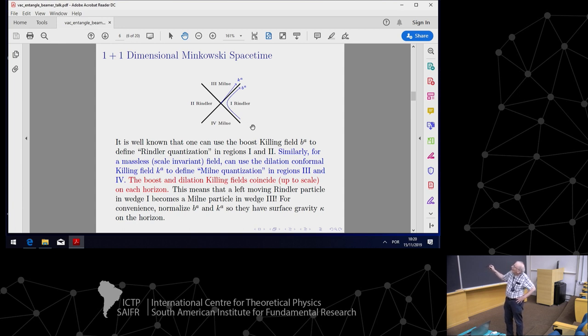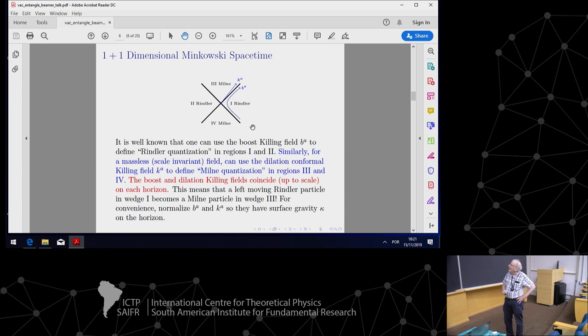Now, a very interesting fact, and this is only for 1+1 dimensions, because in higher dimensions the Milne things would be cones, but the Rindler wedges would be defined by hyperplanes, so they don't match up. But in 1+1 dimensions, they do match up. If you take a Rindler particle mode here that's left moving, when it propagates here, it's going to be a Milne particle mode. You can see that most easily because the boost Killing field and this dilation Killing field coincide on the horizon. So they define equivalent or identical notions of positive frequency.